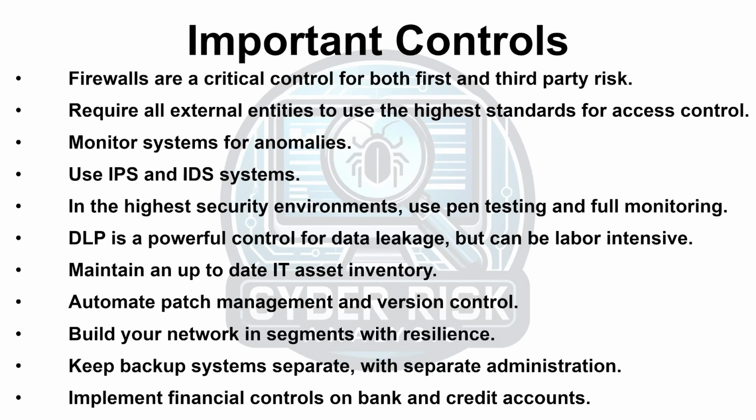So here are some additional important controls. Firewalls are critical. They are absolutely critical to first and third party risk. You want to require all entities to use the highest standards for access control. I know I'm being repetitive on that, but that is so important. You want to monitor all your systems. And IPS and IDS, that's intrusion prevention, intrusion detection systems. There's some very advanced ones out there. There's some AI-based ones. And these monitor for any anomalous activity.